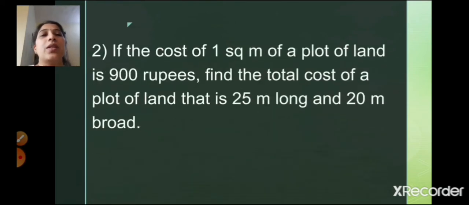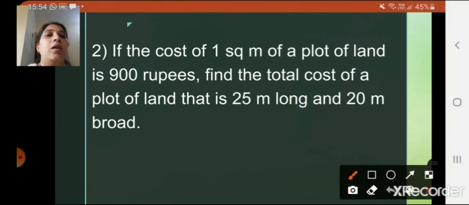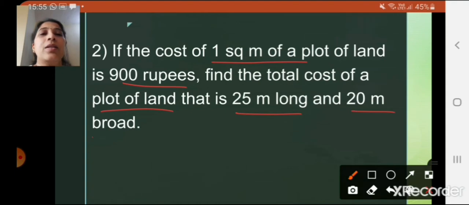So let's move to the second one. So what is given in the second one? If the cost of 1 square meter of a plot of land is 900 rupees, find the total cost of a plot of land that is 25 meter long and 20 meter broad. Now what is given in the question? There is 1 square meter plot of land. The cost is 900 rupees. Right? And you have to find out the total cost of the plot of land. And what is given? The length is 25 meter and breadth is 20 meter.